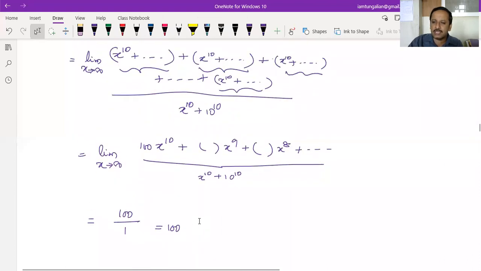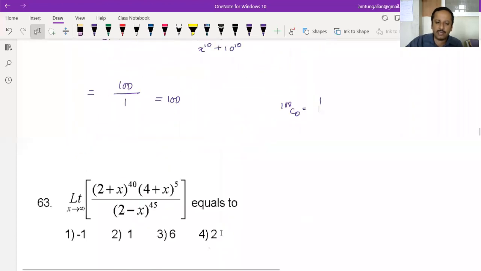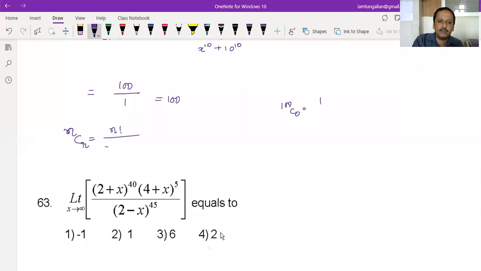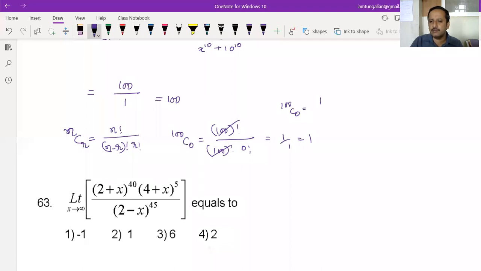One student is asking, sir, how do we get to know that 100 C0 is equal to 1? For that, you know this formula nCr. This is equal to n factorial divided by n minus r factorial into r factorial. So 100 C0 is equal to 100 factorial divided by 100 minus 0 factorial, means 100 factorial into 0 factorial. 100 factorial gets cancelled. 0 factorial is 1. 1 by 1 is equal to 1.